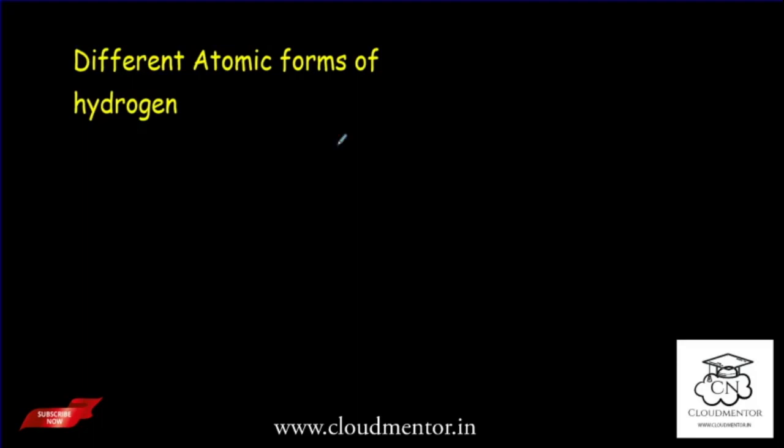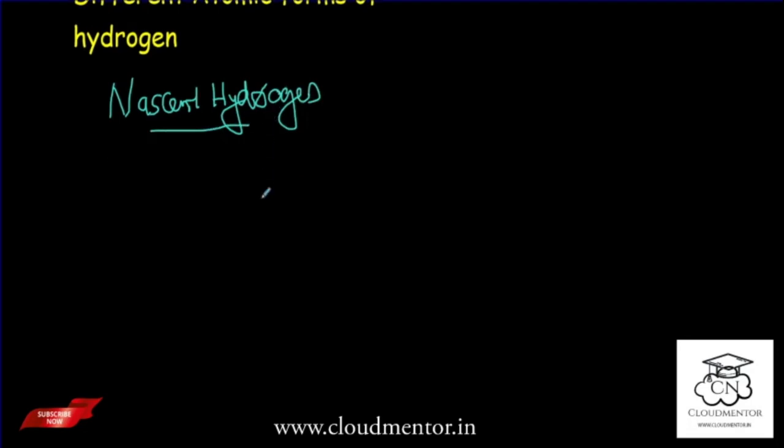Welcome back again. So now let's talk about the different atomic forms of hydrogen. The first form we need to discuss is nascent hydrogen. Nascent hydrogen is the hydrogen produced in contact with the substance to be reduced.